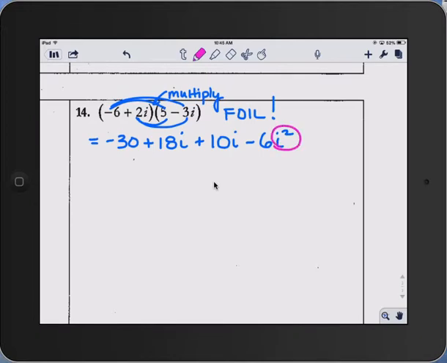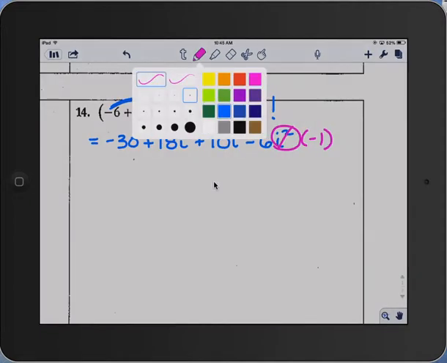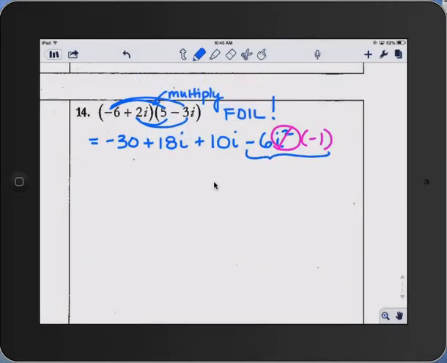i squared is equal to negative 1. And on both of those problems, the previous example and this one, we happen to have a negative in the front multiplied by negative 1, so it's becoming a positive 6. But if your last term here happened to be a positive 6i squared, it would turn into a negative 6. Remember that the i squared simply changes the sign in front of the term.